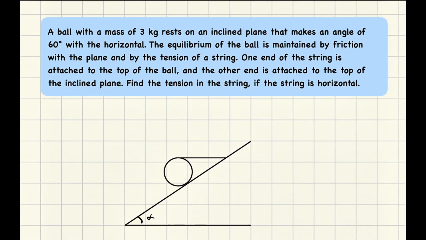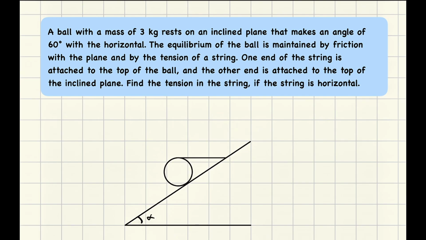A ball with a mass of 3 kilograms rests on an inclined plane that makes an angle of 60 degrees with the horizontal. So this alpha, as you see it right here, is 60 degrees. The equilibrium of the ball is maintained by friction with the plane, just right here, and by the tension of a string, which is right here. We definitely know that here we have a tension force of a string.